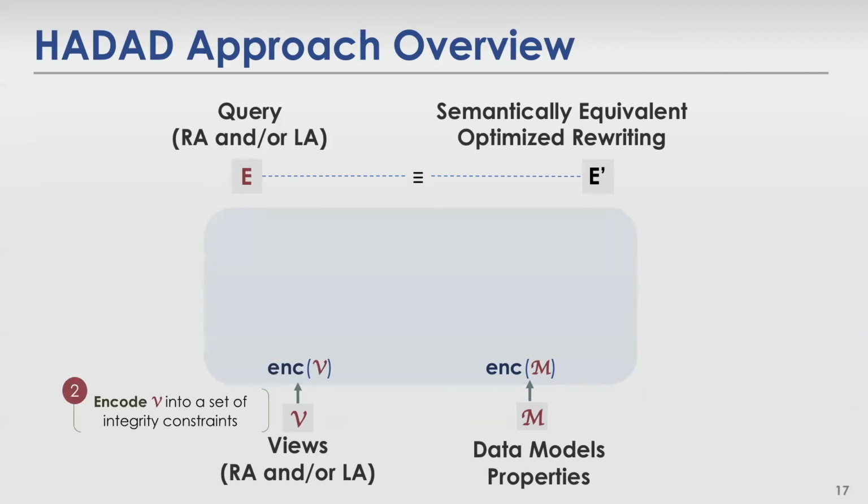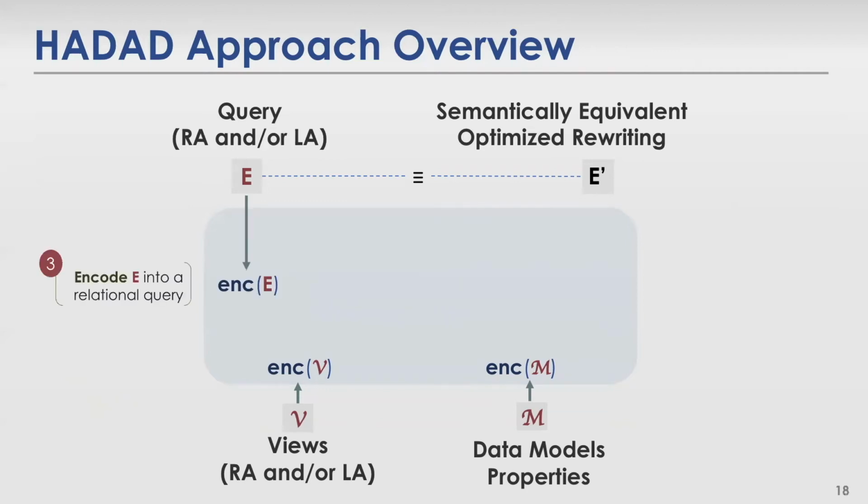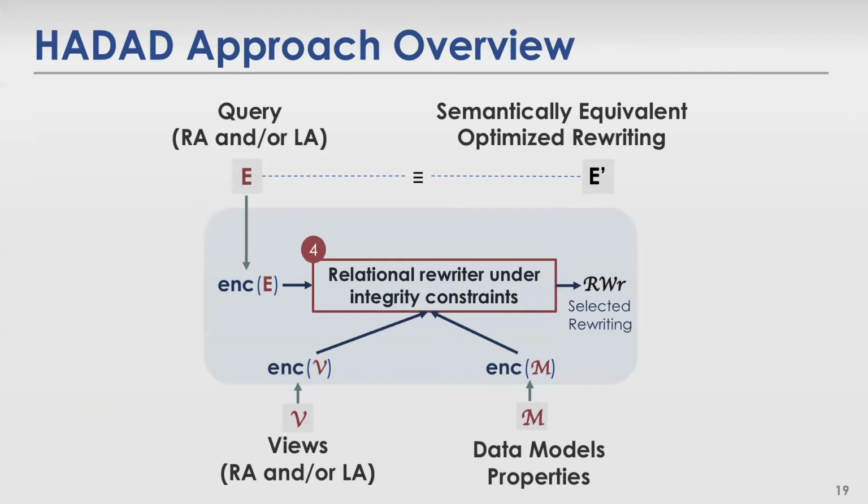Then the set of views will be encoded into integrity constraints, which capture the correspondence between the views' inputs and their outputs. The hybrid expression will be encoded into a relational query. Our encoding approach is centered around conjunctive queries. Now the problem has been reduced into a purely relational setting.